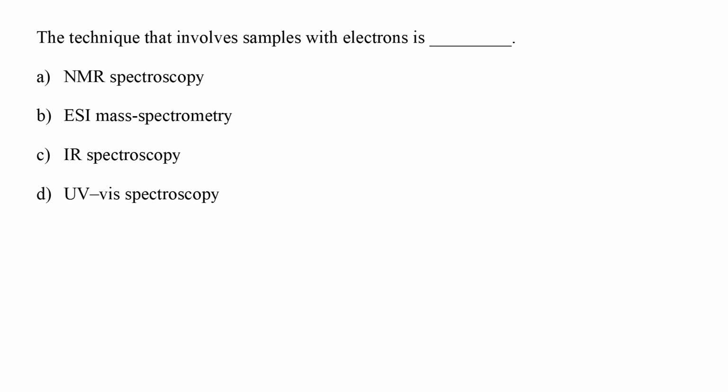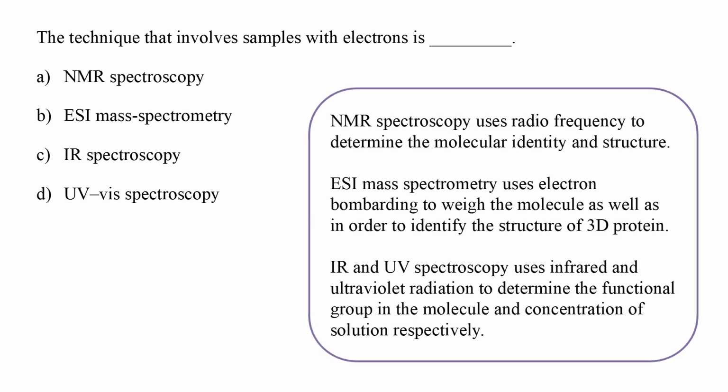The technique that involves samples with electrons is, I think it is very clear, it is ESI mass spectrometry, that uses the electron bombarding to weigh the molecule and to study the 3D structure of a protein. NMR, on the other hand, uses radio frequencies, and IR and UV use infrared and ultraviolet radiation to determine the functional group in the molecule and the concentration of the solution respectively. So option B will be correct.